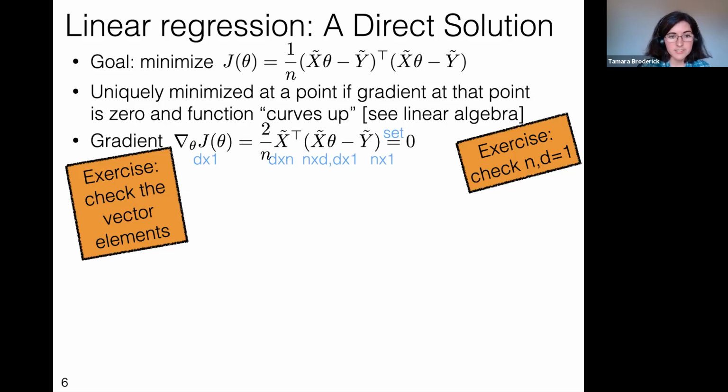Okay, so let's go ahead and do that. All we're doing in this line is noticing that 2 over n is just a constant. And so we can multiply both sides by n over 2, and the 0 is not affected, and that goes away. And then we're taking that x tilde transpose and just putting it into both terms.